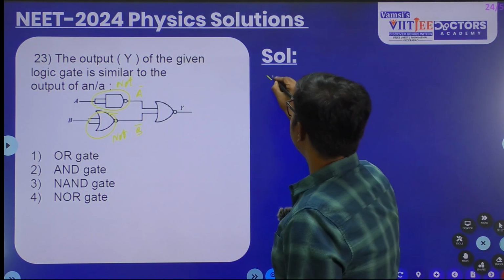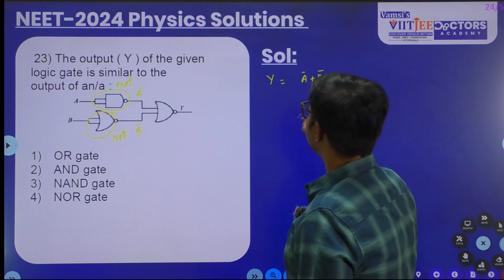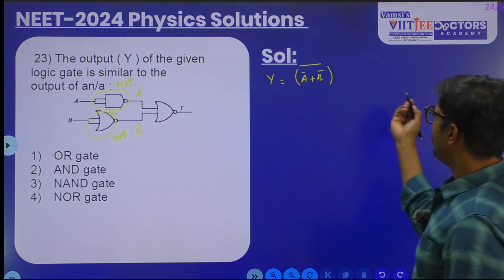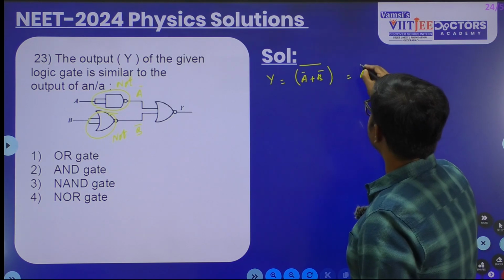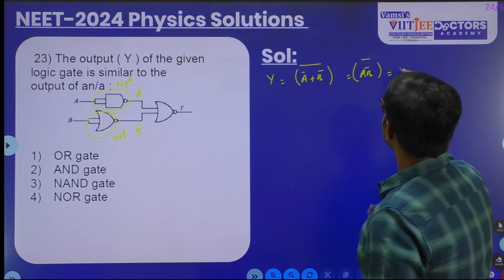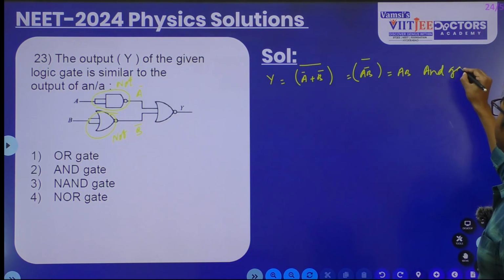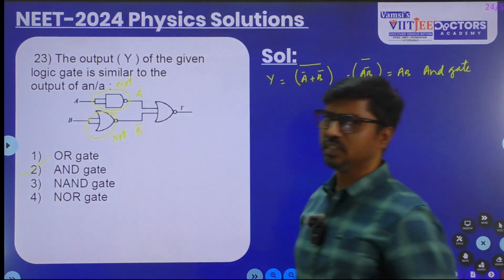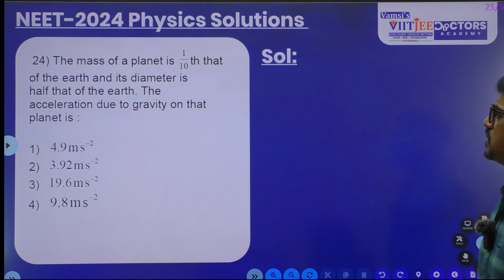So the output Y would be A plus B whole bar. So you should know this result. A bar plus B bar equal to AB whole bar. So that is going to be AB, meaning it is AND gate. AND gate is the answer. So I think you would have solved many questions of this kind. It is also one of the easier questions that we have.